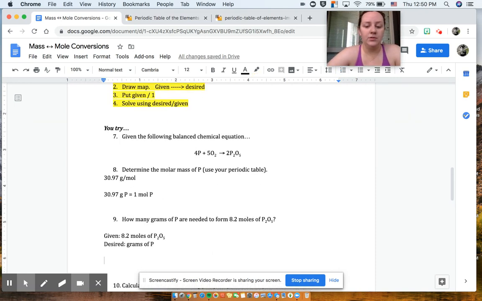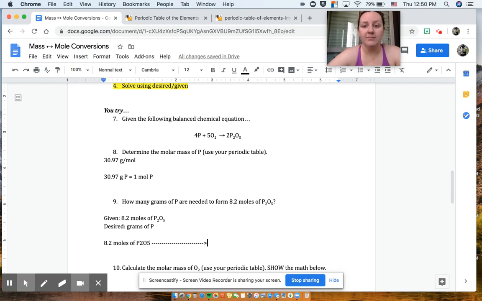So starting with my given 8.2 moles of P2O5, I have my intermediate step. The intermediate step is where we use the mole ratio to go from moles of my given substance to moles of my desired substance. So we're going to convert that to moles of P, because that's what we ultimately want to end with, just phosphorus. And then we can go from moles of P to grams of P. I can't go directly from moles of P2O5 to grams of P because we don't have any conversion factor that directly compares those two things. So we have to have that intermediate step when we're doing these 2-step conversions.